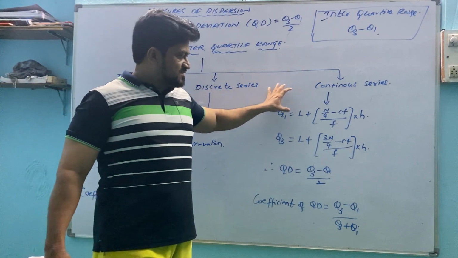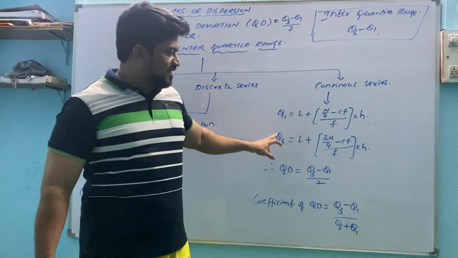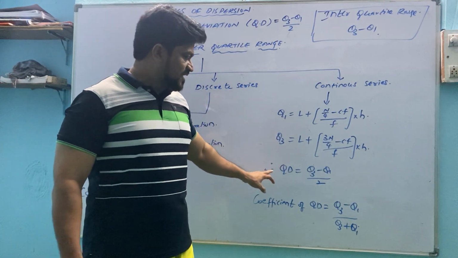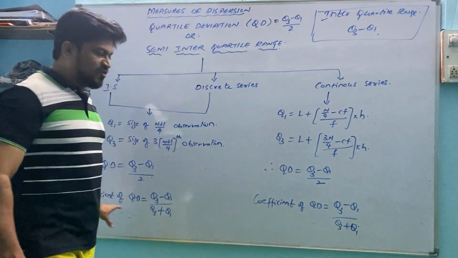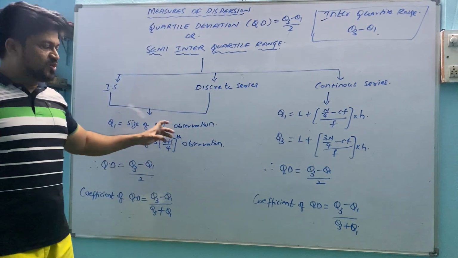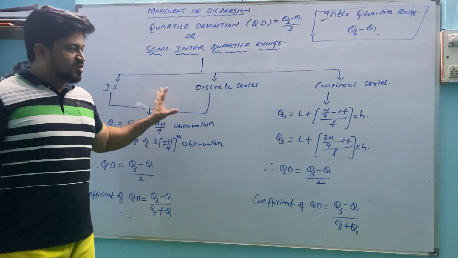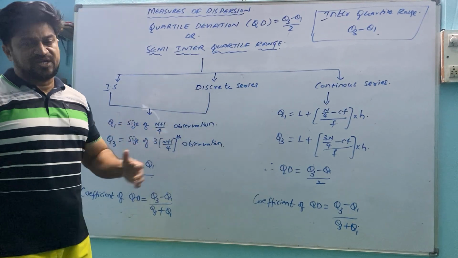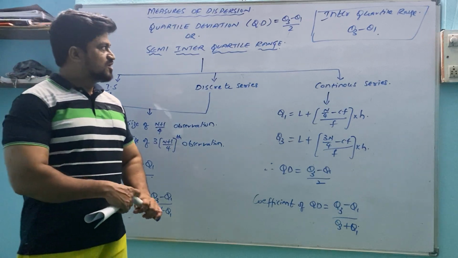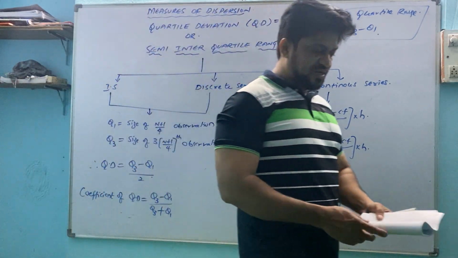For continuous series, whatever you have done previously for Q1 and Q3, you have to find those logically in the same way. Then the quartile deviation formula, you need to remember, is the same in both cases. But finding Q1 and Q3 is different because the question pattern is different. Now we have all three examples, so you can get this easily.